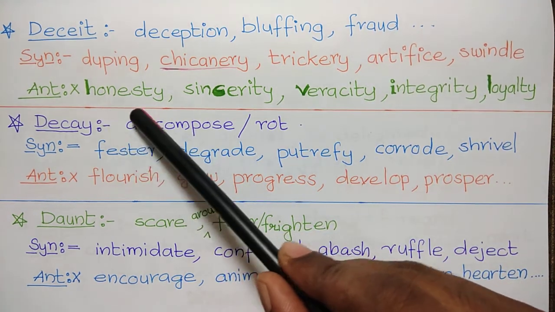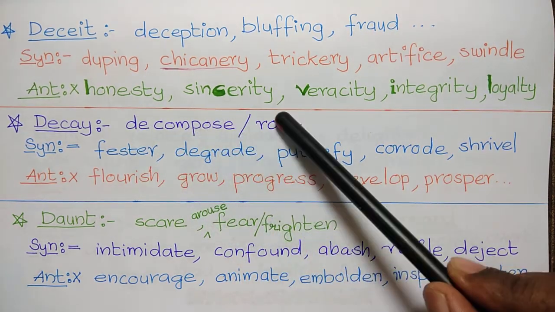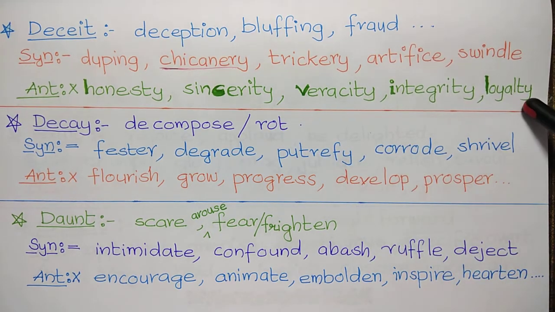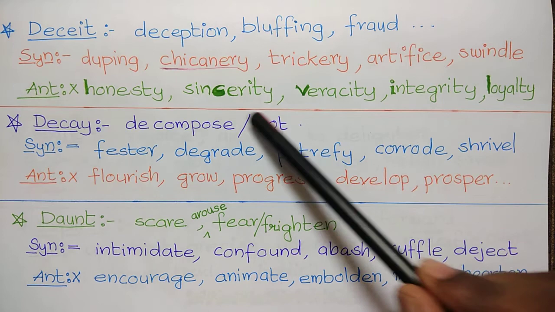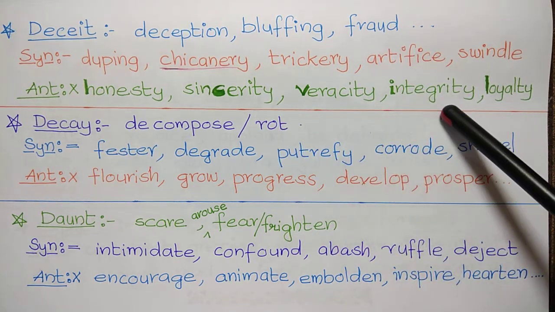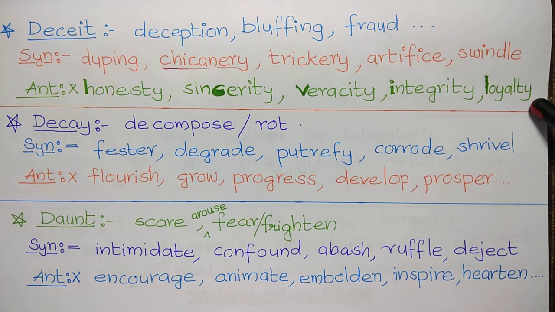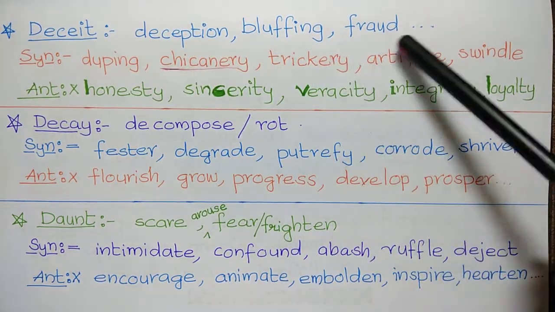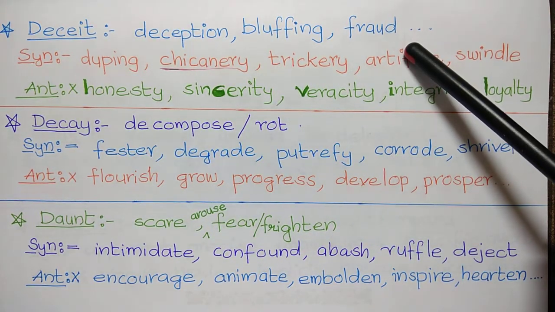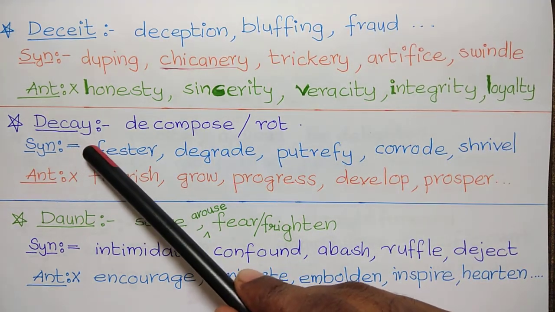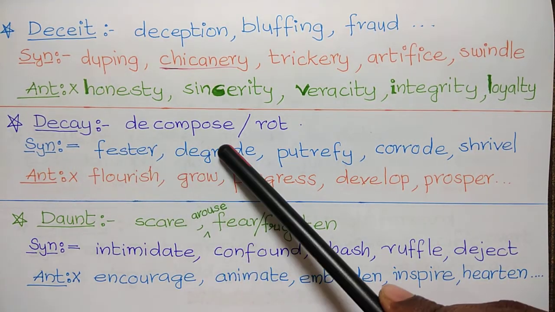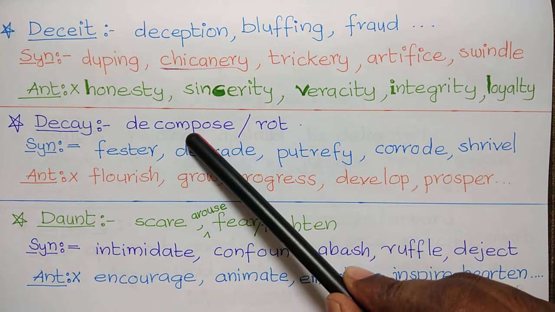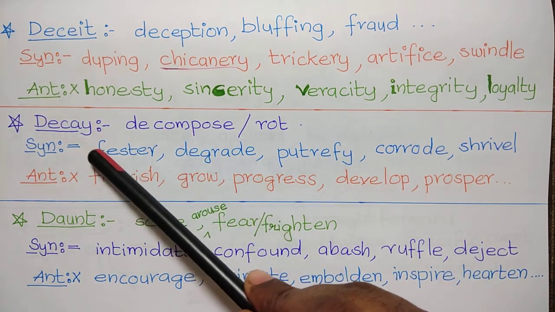See the antonyms: honesty, sincerity, veracity, integrity, loyalty. These are all antonyms of deceit. That means deception, bluffing or fraud. Next is decay. Decay means decompose or rot. That is decay.